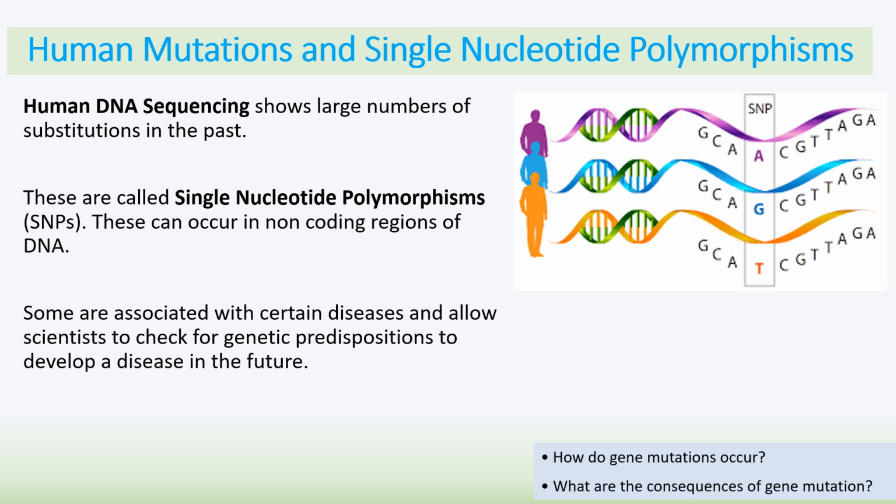If you look at the human DNA sequence, it actually shows us a large number of substitutions in our past. These are called single nucleotide polymorphisms, and they can occur obviously in areas that we don't actually have code for, what we call non-coding regions of the DNA that don't code for amino acids. Some are associated with certain diseases, and they allow us to check if you have this single nucleotide polymorphism that you're more likely to develop a disease into the future.